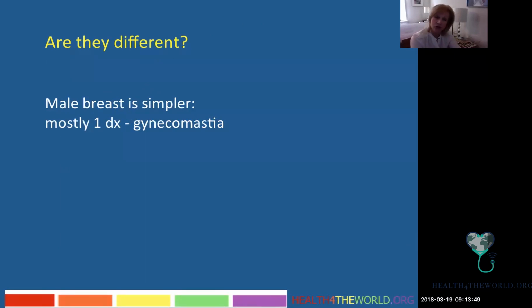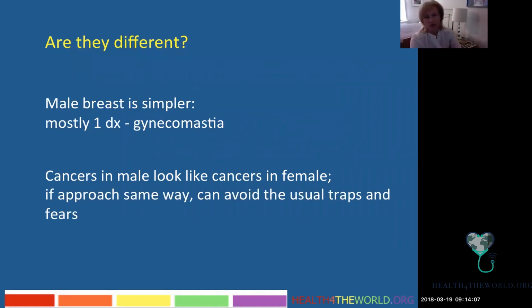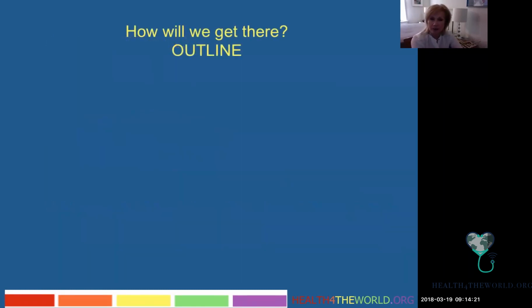on imaging? Well, the good news is that they are different in that the male breast is actually simpler because mostly we only see one diagnosis, which is gynecomastia. And they are similar in the sense that when we see cancers in the male, they look just like cancers in the female. So if you know how to look for cancers in the female breast on mammography and ultrasound, you know how to do it in a male. So if you approach it the same way, you can avoid the fears and the traps of thinking that you don't know how to evaluate the male breast.